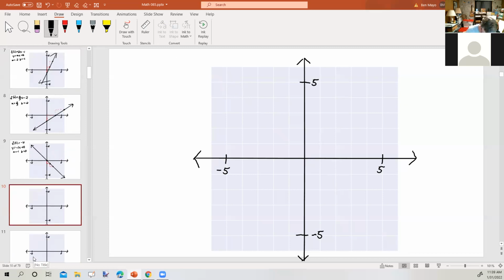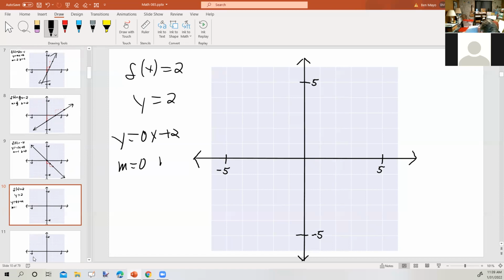Okay, how about this one? F of x equals 2. Well, that's like y equals 2. Y equals a constant. That's a horizontal line. This is like y equals 0x plus 2. So the slope is 0 and the y-intercept is 2. Slope of 0, so basically you have a horizontal line going through y equals 2. All right, any questions about that?